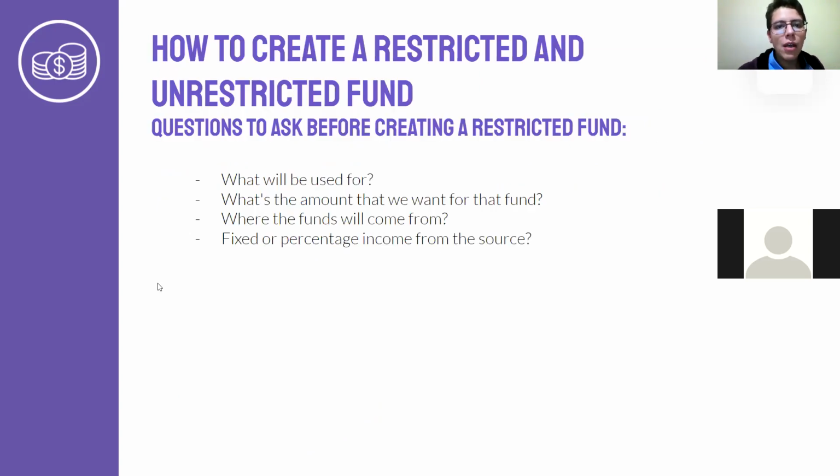So how can you create restricted and unrestricted funds? The first thing is to answer some questions before creating the funds. What will it be used for? What is the amount that we want for that fund? Where will the funds come from? And will this money be a fixed, specific amount, or could it be a percentage of the income from some resource?